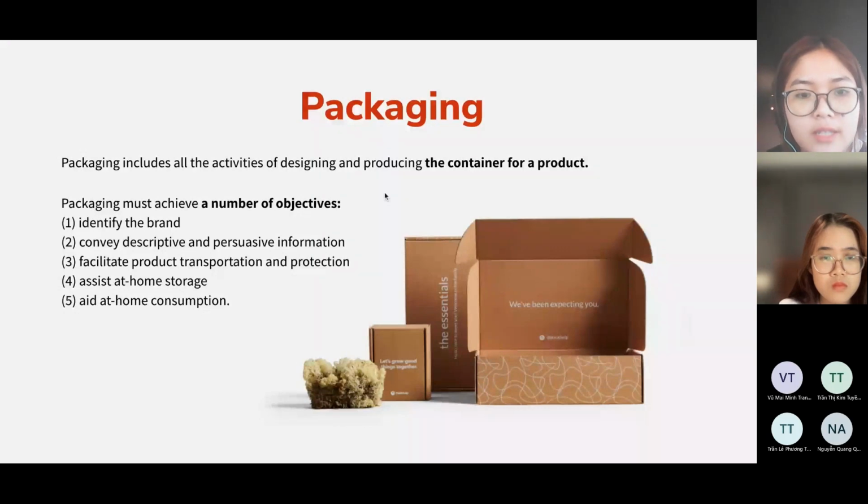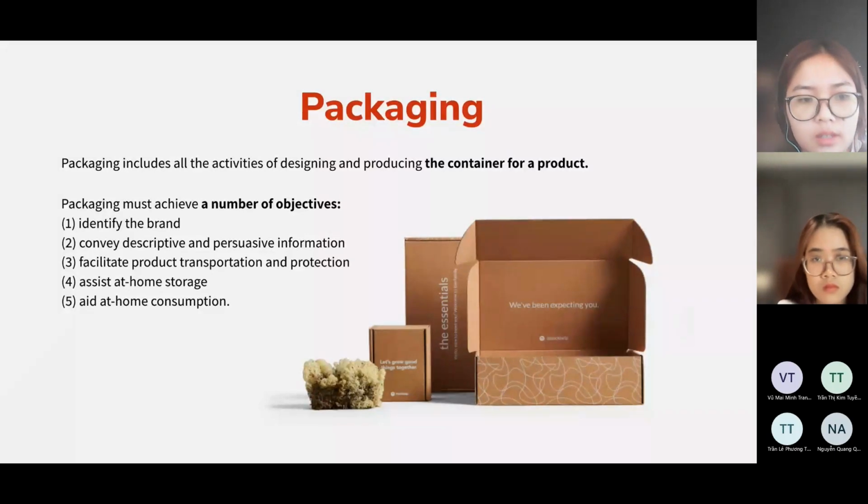The first is to identify the brand. Secondly, it conveys descriptive and persuasive information, for example, how to use the product and the ingredients in the product. Next is to facilitate the product transportation and protection, assist at-home storage, and aid at-home consumption.